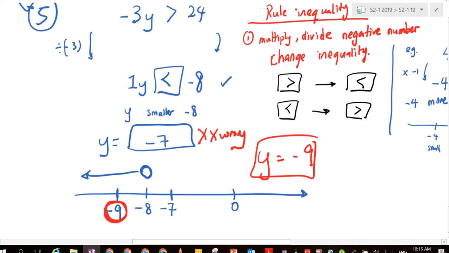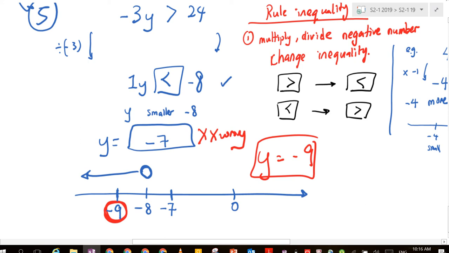Can I pause? Still y? Johan, y is what? Negative 8. Smaller. Do you know how to read this sign? Don't know. This one means small mouth. This one means big mouth. So y is small mouth. y is smaller than negative 8. Know how to read? That means y is smaller than negative 8.